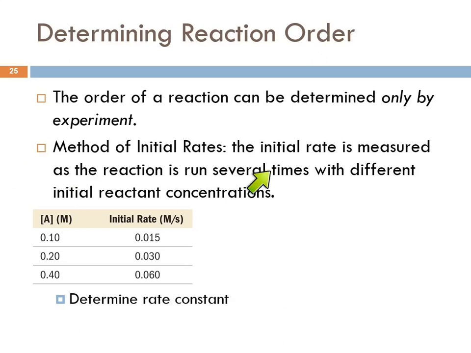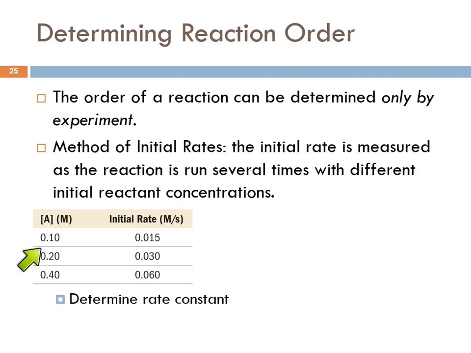What we do is we measure the initial rate of the reaction several times using different initial reactant concentrations, and we see how the rate changes when that initial concentration is different. So here's an example of some data for our hypothetical decomposition reaction. Here, starting with 0.1 molar A as our initial concentration, we measure it and we find that the rate is 0.015 molarity per second. If we double the concentration to 0.20 moles per liter, the initial rate changes to 0.03.